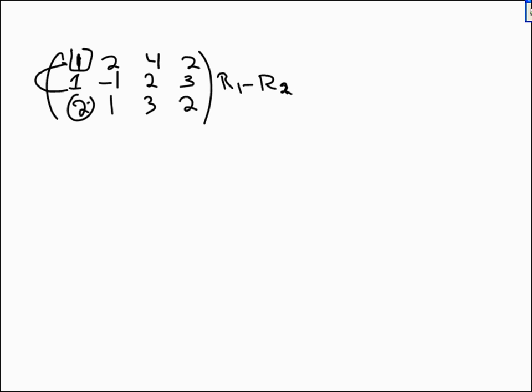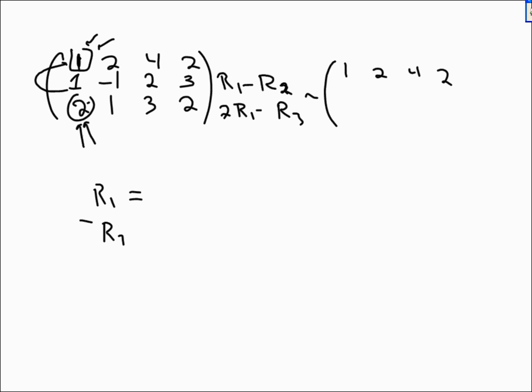Now that's a 2. If I double row 1, it puts a 2 here. And if I do nothing to row 3, it puts the 2 there. 2 and 2, subtract, get 0. So row 1 is not changing. 1, 2, 4, 2. Row 2 becomes row 1 minus row 2. Well, row 1 is this set of numbers. Row 2 is this set of numbers. When you subtract, you get 0, 3, 2, negative 1.